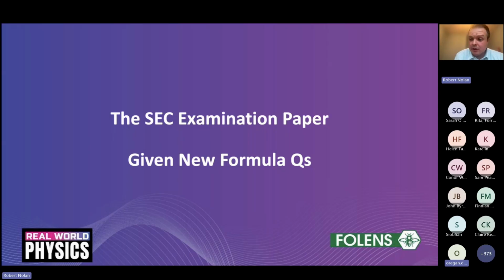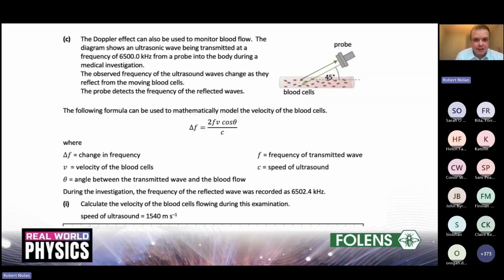And here's where you're given a new formula. Again, this is one that I picked out that I think could be very intimidating when you first see it. Certainly as a teacher, I thought it was an intimidating looking question when I saw it. I was thinking, geez, do we have to have this in the book or have this covered? But it just seems to be one where there is a link to the spec. They're talking about the Doppler effect and blood flow. And then a new formula is given. So this formula here, delta F is equal to 2F V cos theta over C. And they're asking you to do a calculation with that.